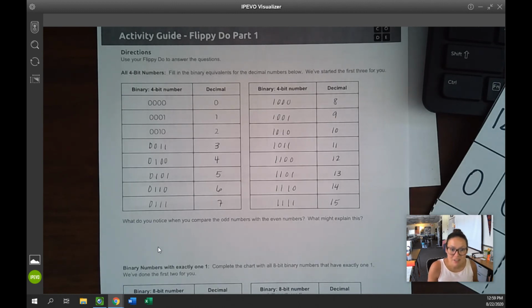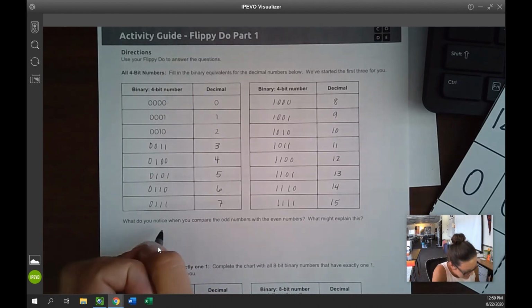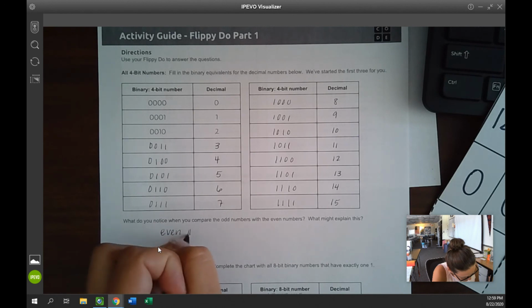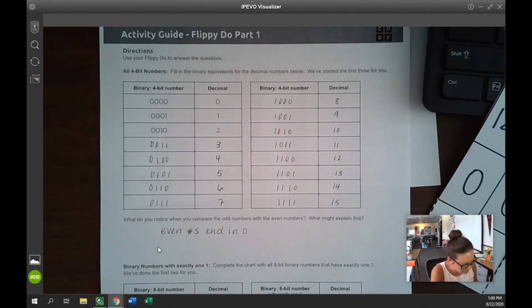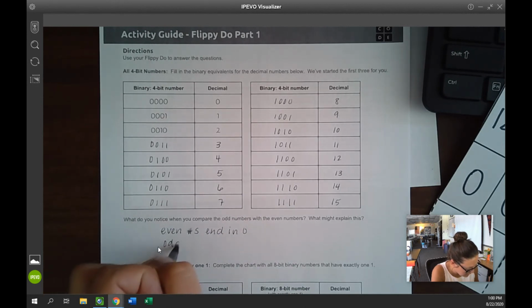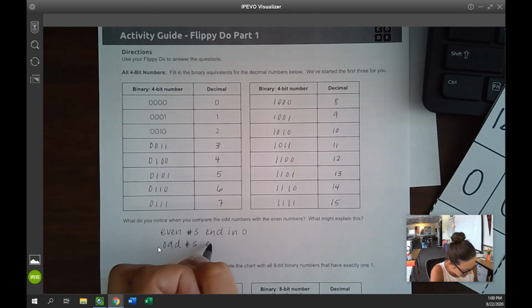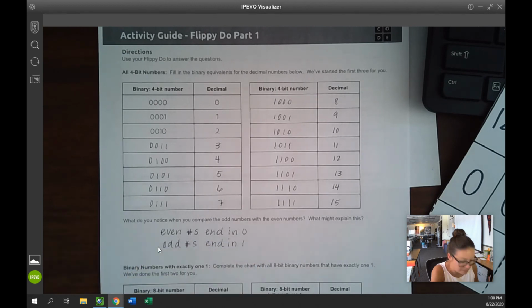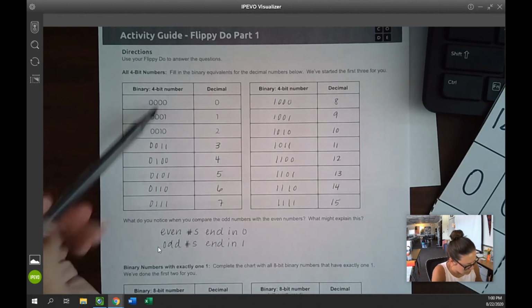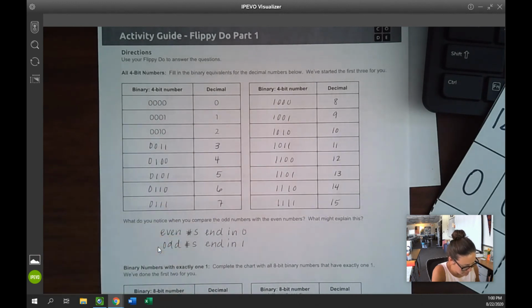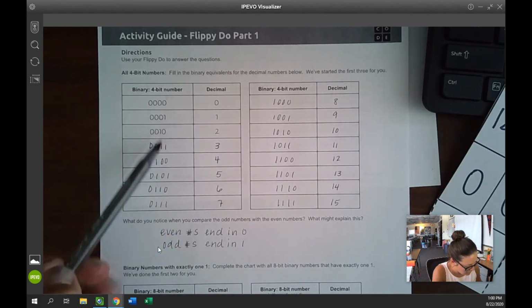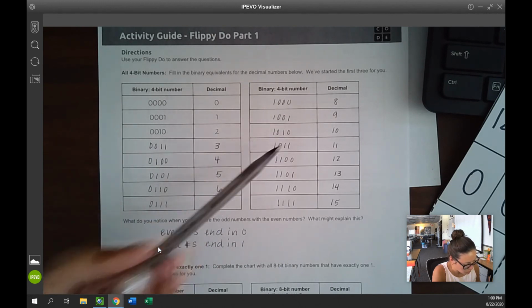Okay, hopefully you paused the video and took a look at the numbers. And what I hope you noticed is that the even numbers end in 0 and the odd numbers end in 1. 0, 2, 4, 6, 8, 10, 12, 14. Those all end in 0. And all of the odd numbers end in 1.